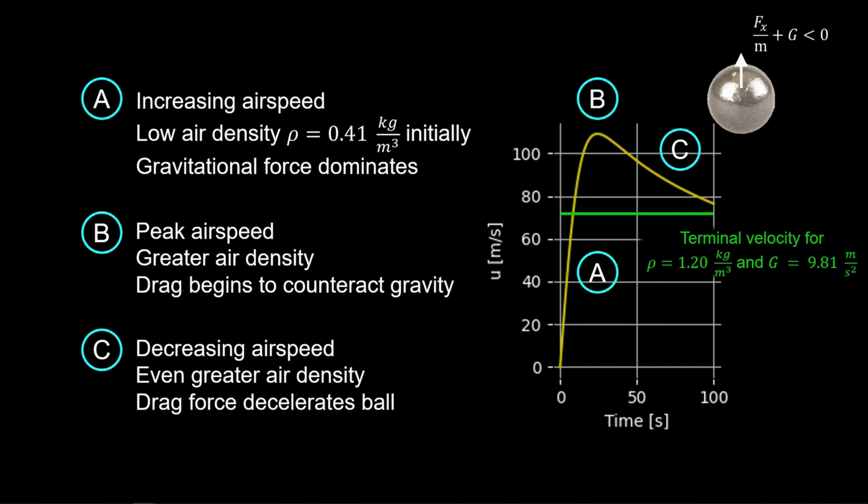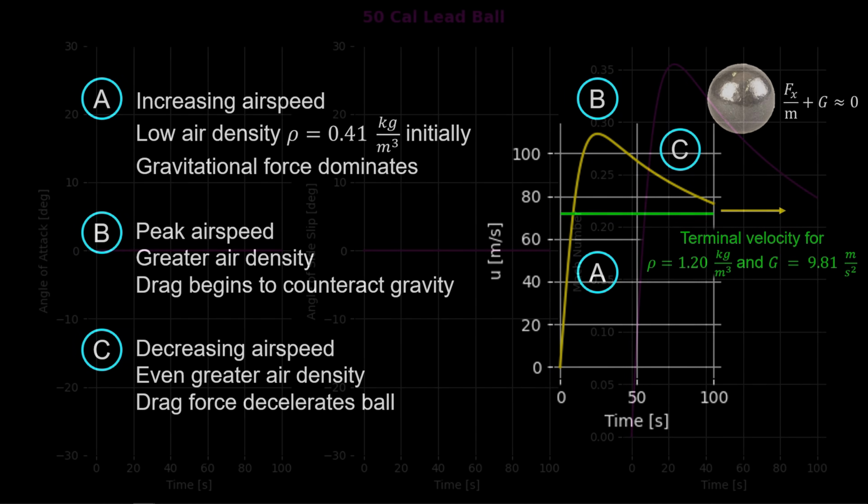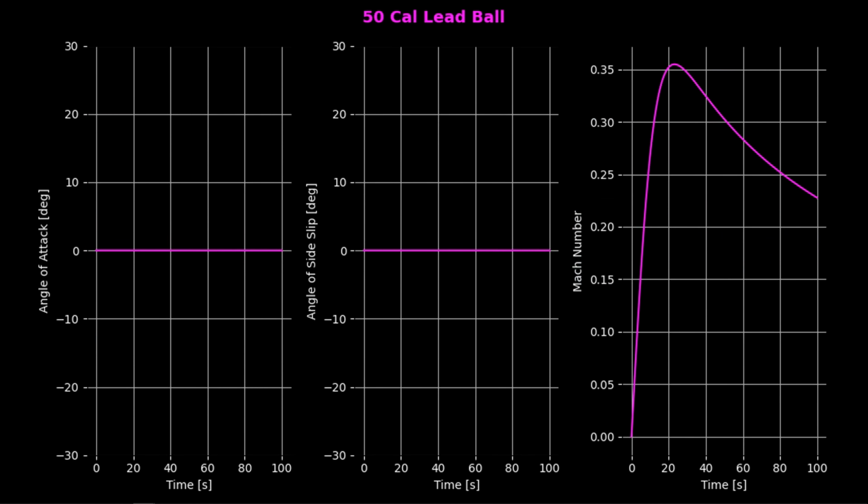After this point, the net force is indeed in the opposite direction, with drag decelerating the ball. This deceleration continues as air density approaches the sea level value. We can see the ball approaching the terminal velocity for gravity and density near sea level. As the velocity vector points out the body x-axis, there is zero angle of attack and zero side slip throughout. We can see the Mach number peaks at just over 0.35.